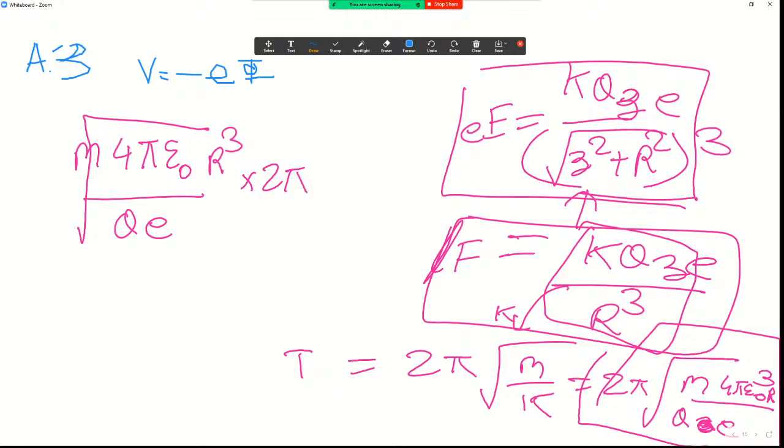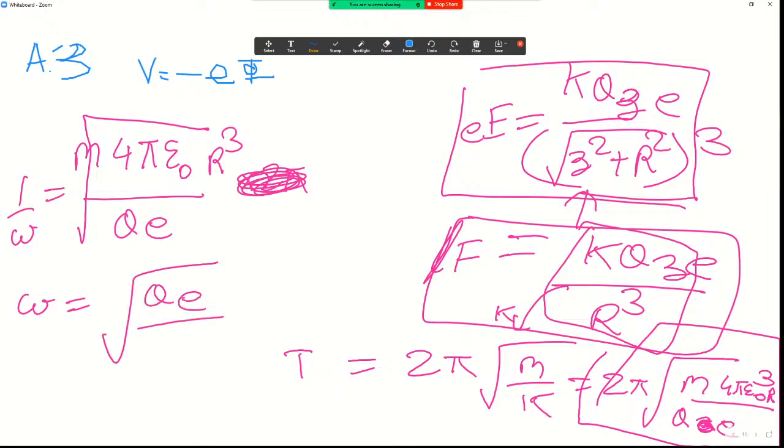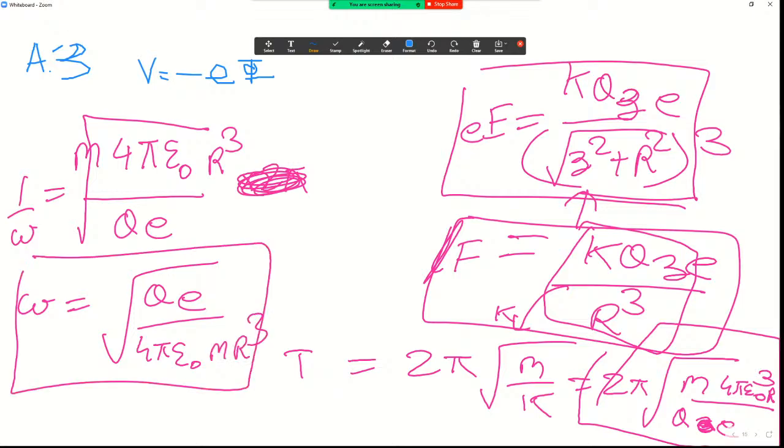But we have to find angular frequency. So I have done this 1 by omega. Omega equals under root of q e 4 pi epsilon naught m r cube. This is the answer for angular frequency.